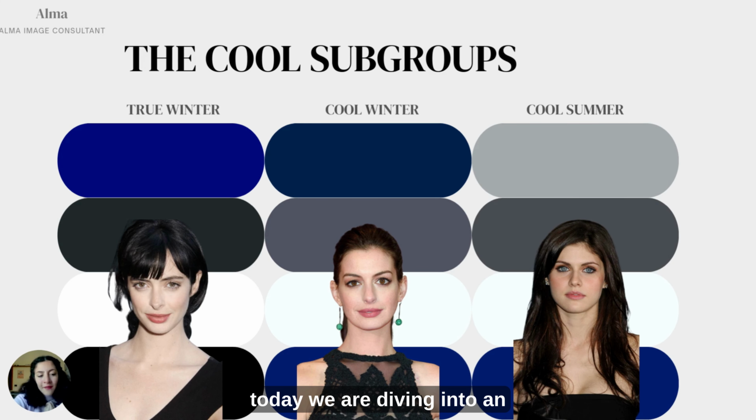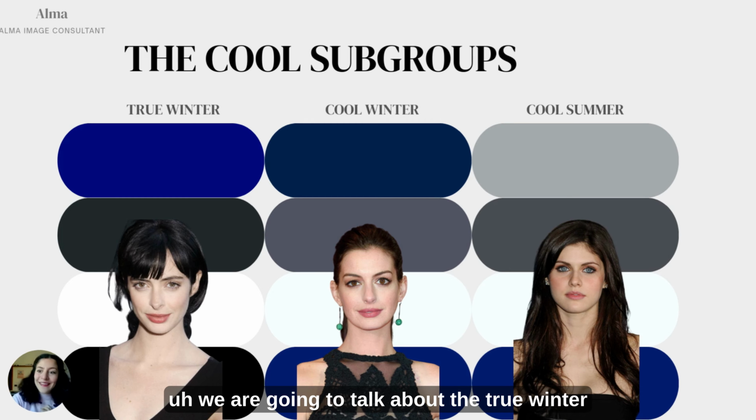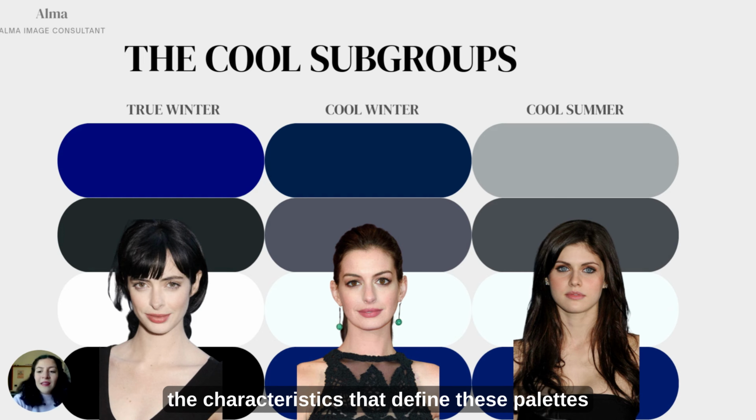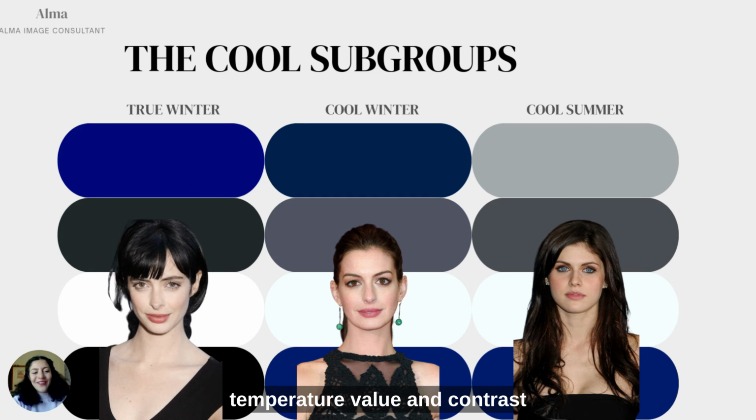Today we are diving into an in-depth analysis of the cool subgroups in color analysis. We are going to talk about the true winter, the cool winter, and the cool summer. We will explore the characteristics that define these palettes and how to distinguish them based on temperature, value, and contrast.